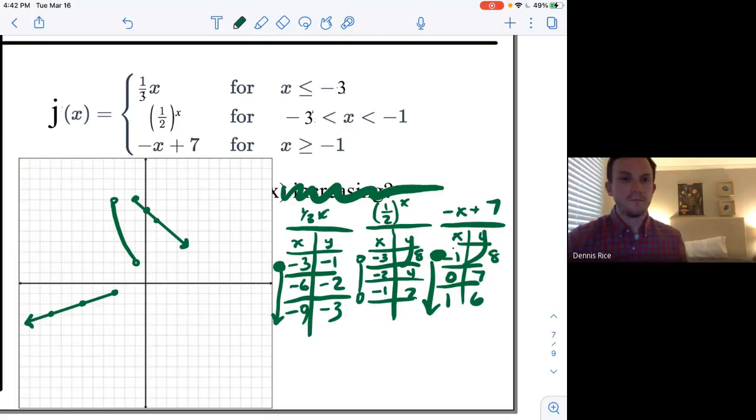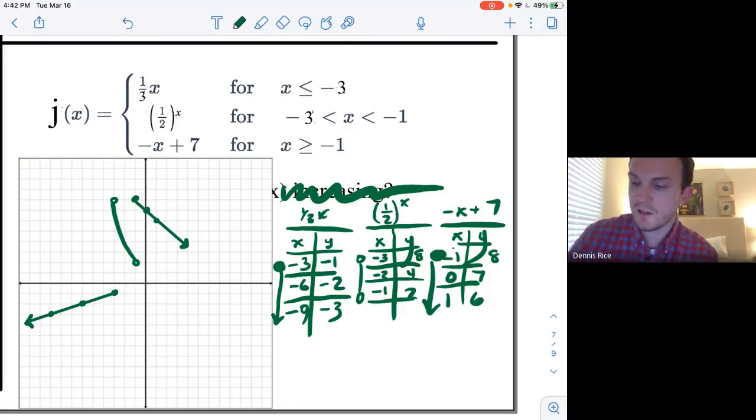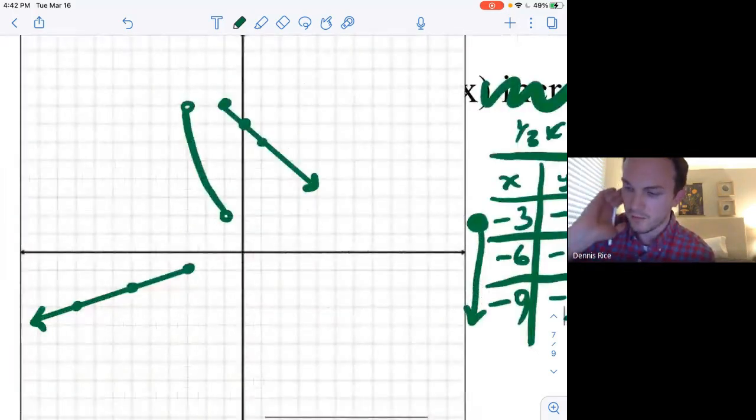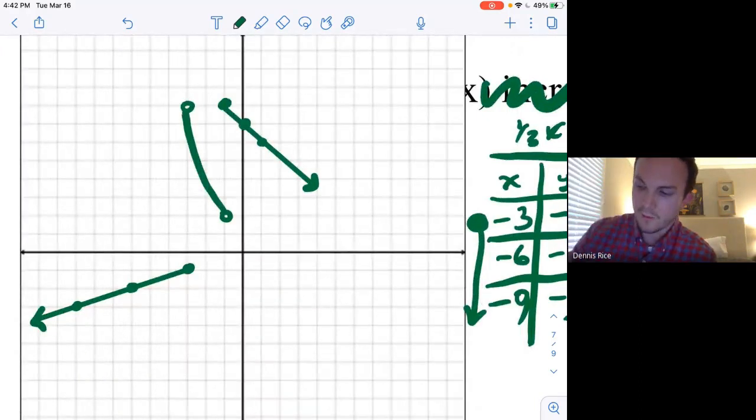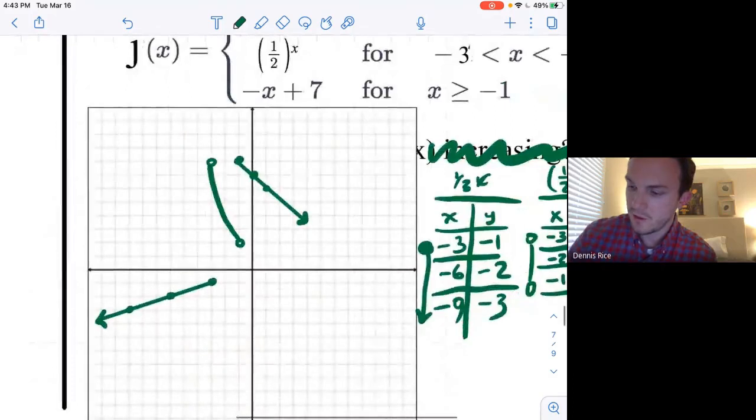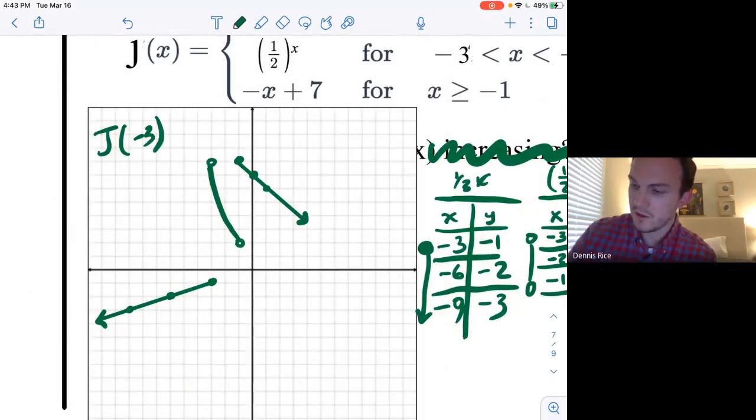Okay, that's our graph. And then what you'll see tomorrow is a follow-up, like Maximus was asking. Let's do one like, what is J of -3? So when you go to -3, you have 2 choices. You're going to choose the closed circle. So you'd say J of -3 is -1.